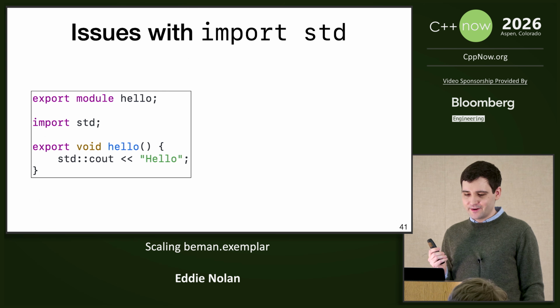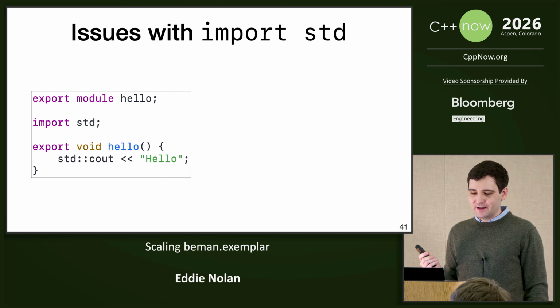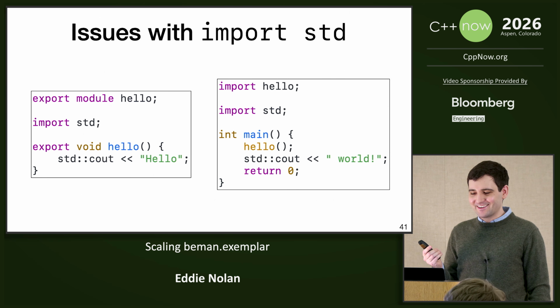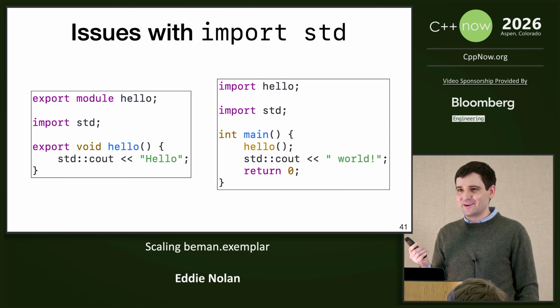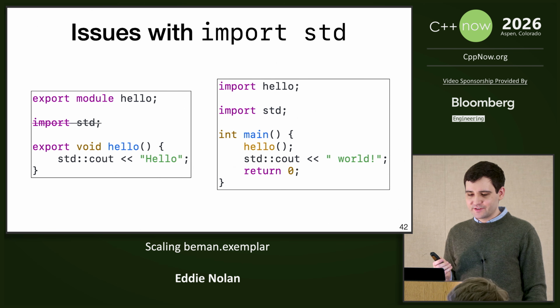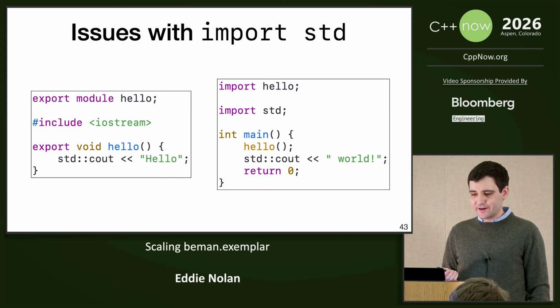Say we have this very simple module. It has this hello command that uses IOStreams to print hello. It exports a module, and we're going to import that module, ignoring the fact that there's a name conflict between the name of the module and the name of the function. But we're going to use it to print hello world. So now let's say inside the hello module, we're not going to use import std. We're just going to include IOStream directly.